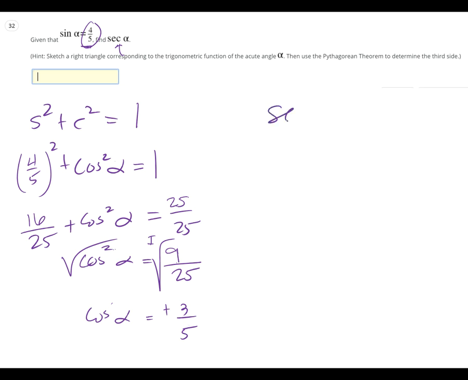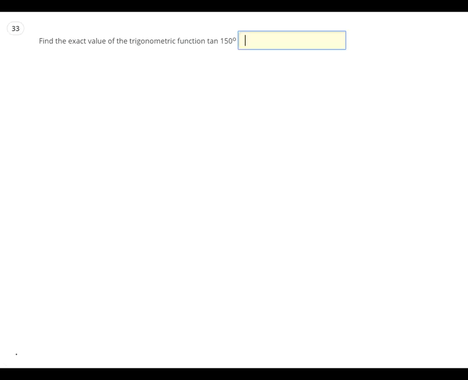Alright, how do I get secant from that? Flip it. Okay? Again, we did one with the triangles yesterday, so you could do triangles too. Okay. Alright, we good with 32? Alright, do the next one.